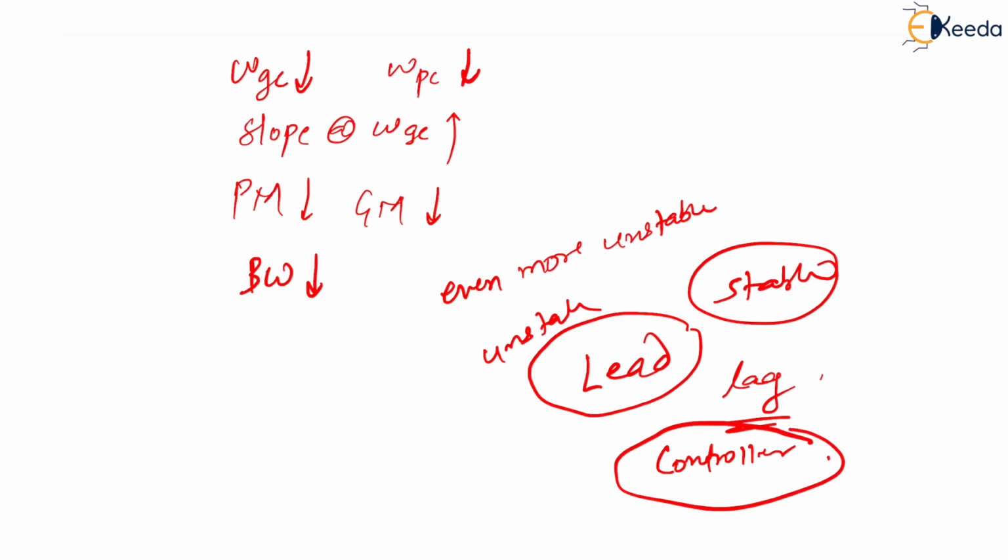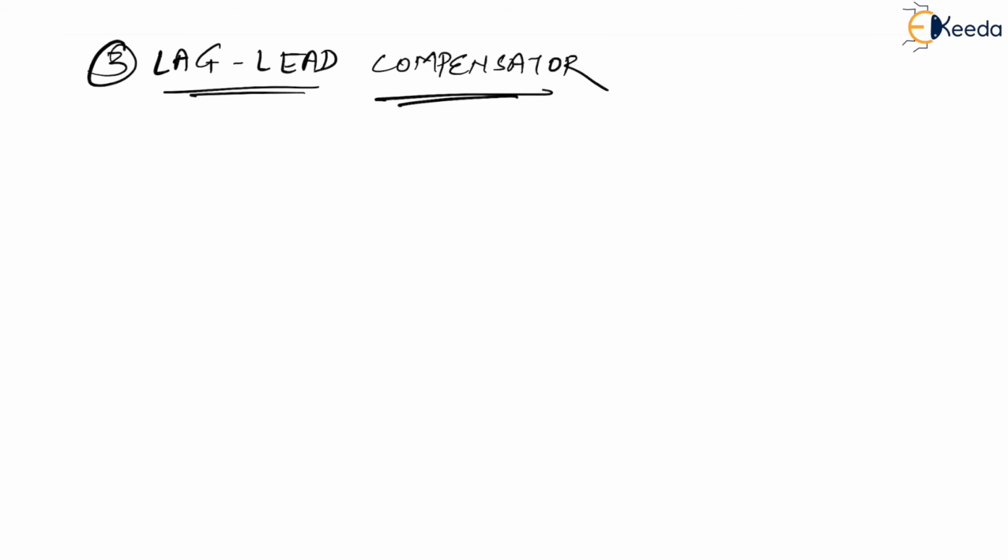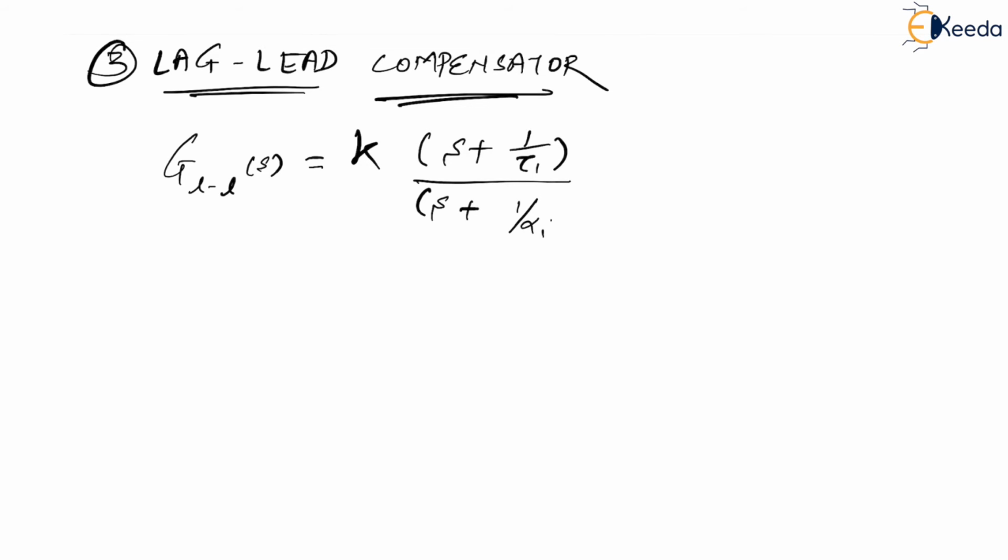Now we will try to understand what a lead compensator is, and what a lead-lag or lag-lead compensator is, the third and final type. Again, the transfer function remains the same. G lag-lead of S. What is the transfer function? Same: K into, let me consider lag first, 1 by tau 1 upon S plus 1 by alpha 1 tau 1. The same equation is there, only in place of tau I've got tau 1 and tau 2 now. That's it.